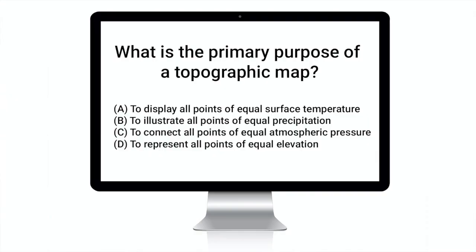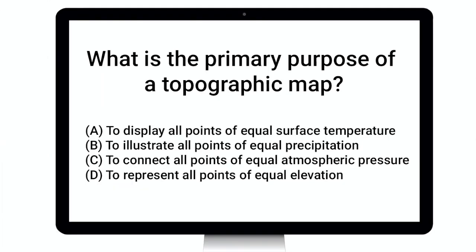Here is a sample question. What is the primary purpose of a topographic map? To display all points of equal surface temperature, to illustrate all points of equal precipitation, to connect all points of equal atmospheric pressure, or to represent all points of equal elevation.